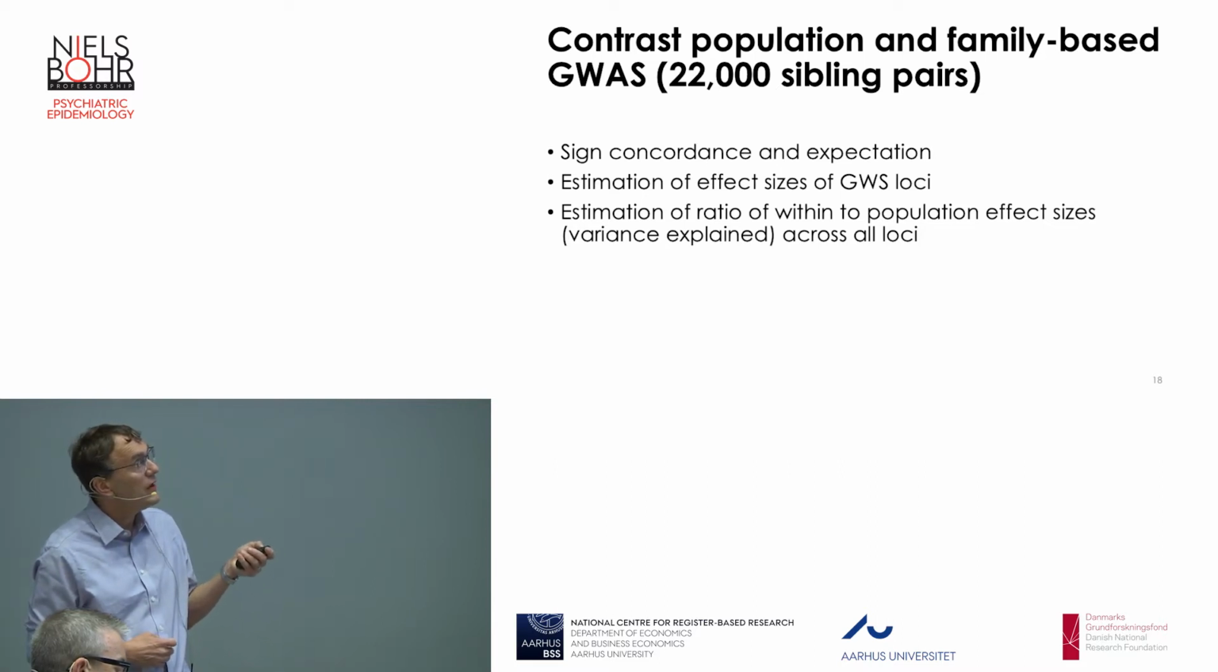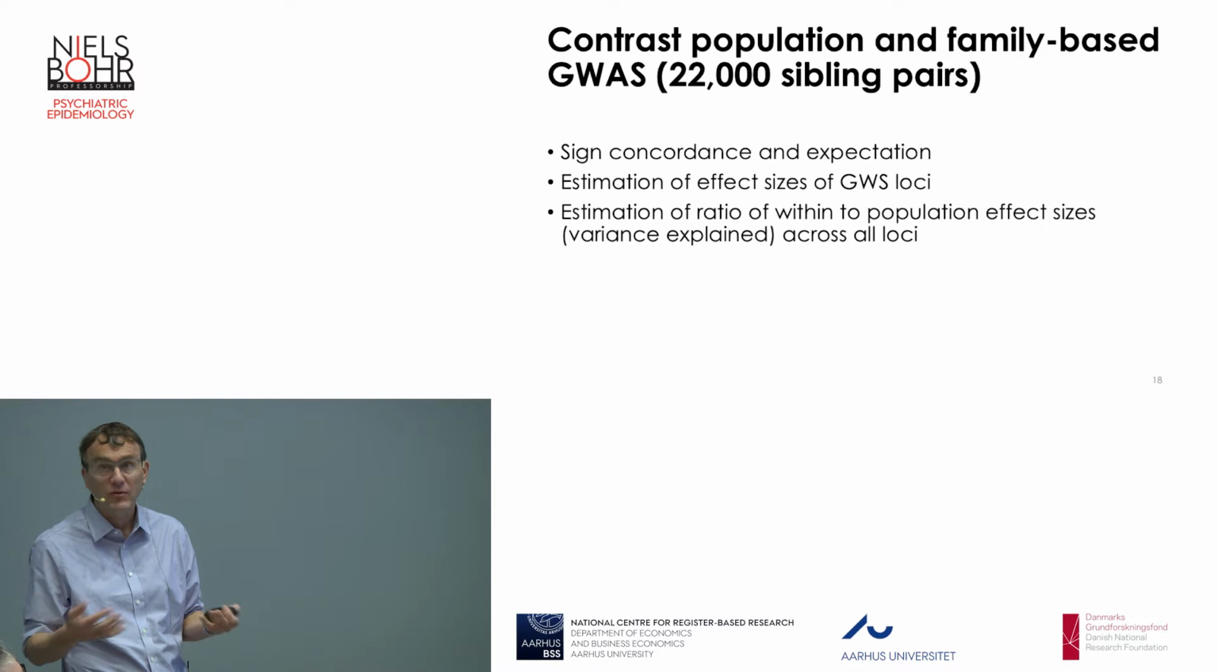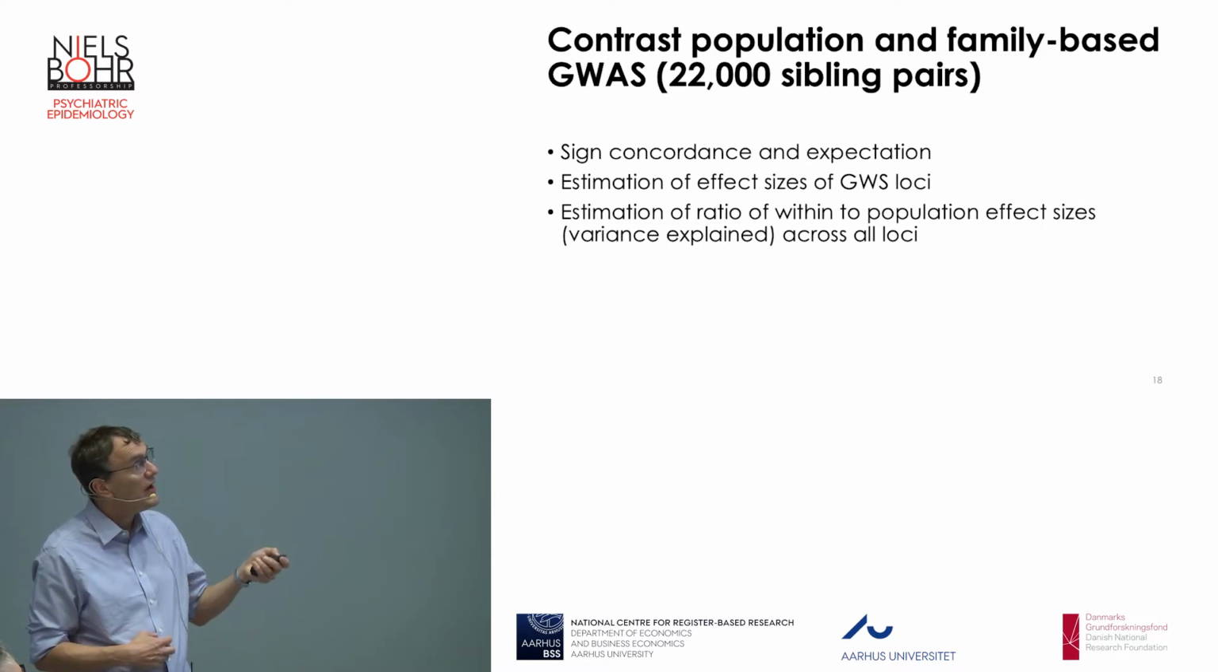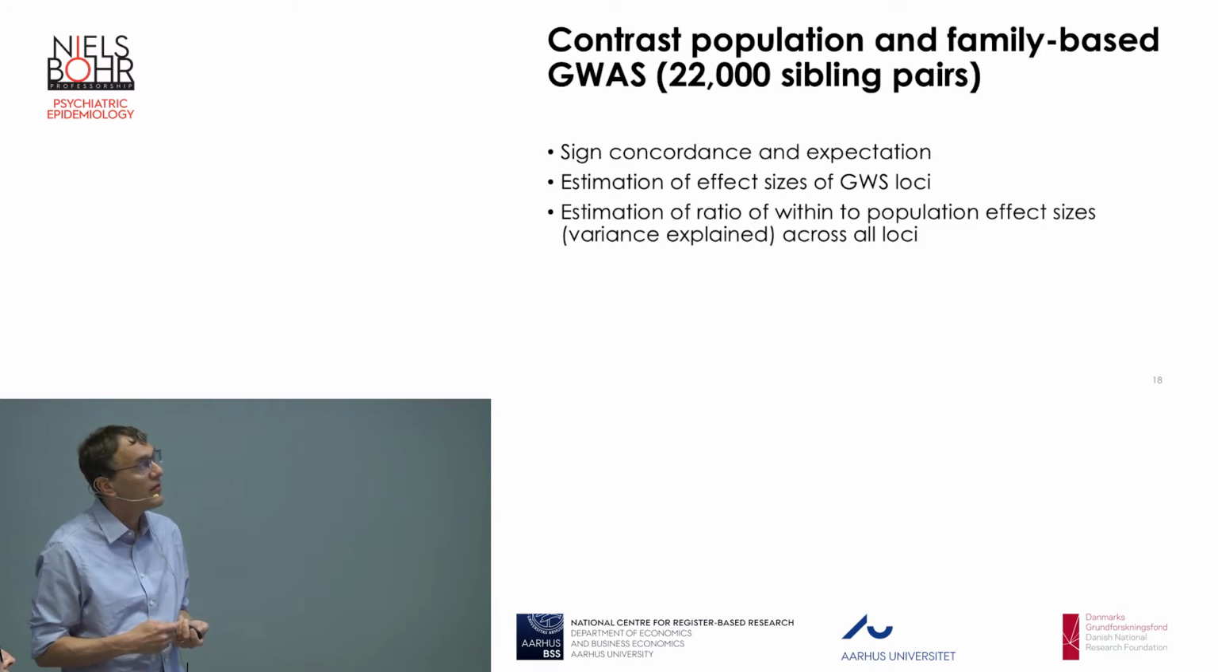So we looked for just concordance of the sign of the effect size. Obviously, we excluded these data from the discovery, from the 1.1 million. We looked at the concordance of the sign and also calculated what we expected that distribution of the sign concordance to be, because there's always standard errors on the estimates, like sampling variation. We also estimated the effect sizes of the genome-wide significant loci in the families, and we estimated some kind of single parameter which you can think of as the ratio of the effect sizes, or strictly speaking, the variance explained of these SNPs within families versus the population.